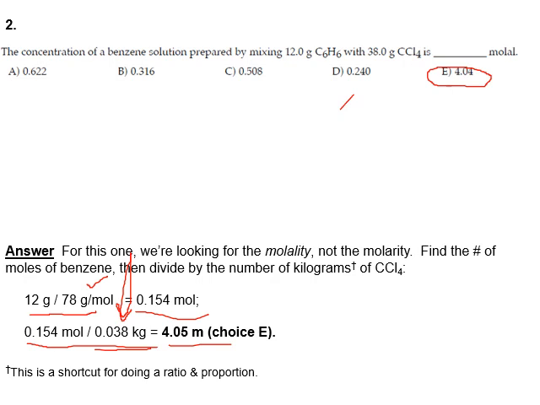Let me start over because I think I said that wrong. 0.154 moles is to 0.038 kilograms as X number of moles would be to 1 kilogram, and cross multiply. And you wind up with the same thing you wind up with here, but maybe it was just me. It was just easier for me to see it that way. But this is the shorter way to do it. Anyway, let's go on.